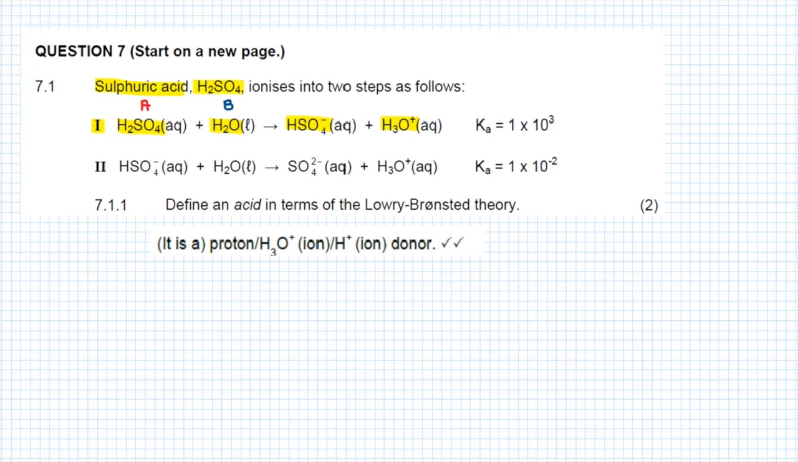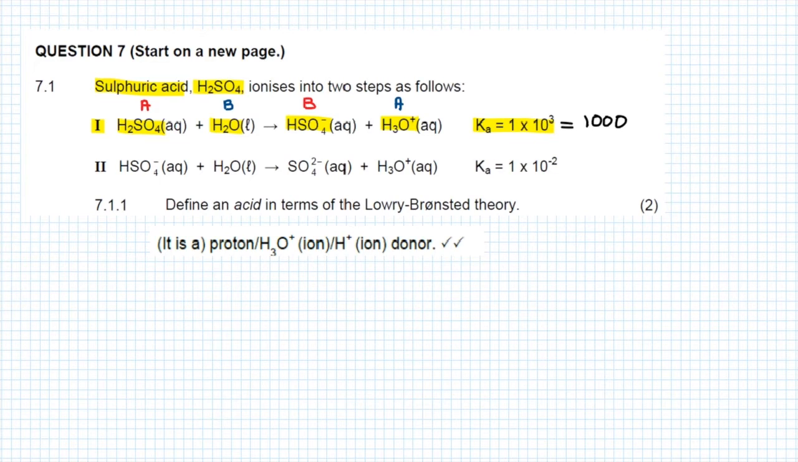Then what happens is that when the sulfuric acid loses its hydrogen ion, it forms the conjugate base, where the conjugate base is the hydrogen sulfate ion. When the water gains the proton, it forms the conjugate acid of water, which is the hydronium ion. So this is the conjugate acid. We see that for this reaction, the Ka value, which is the ionization constant, is equal to 1 times 10 to the power of 3. If we write this out in standard notation, it is equal to 1000, and this is a constant.